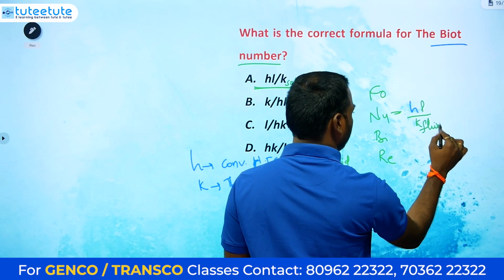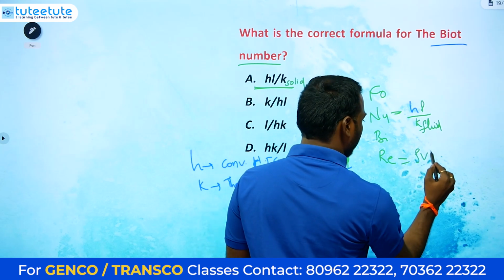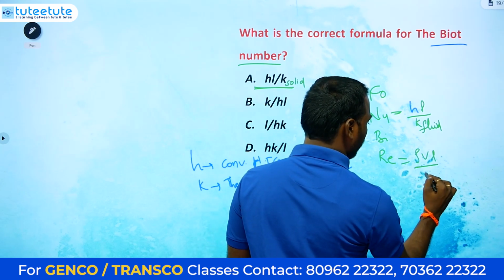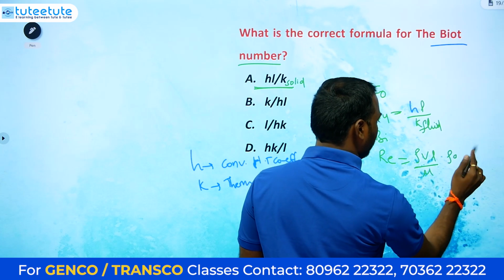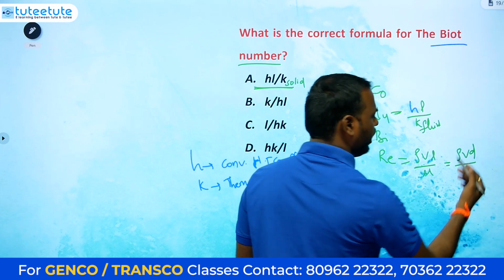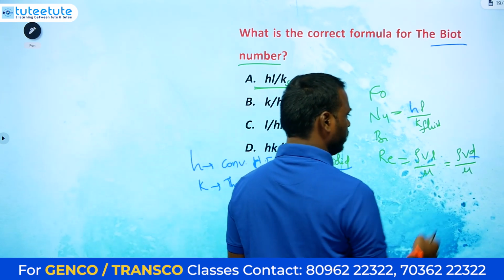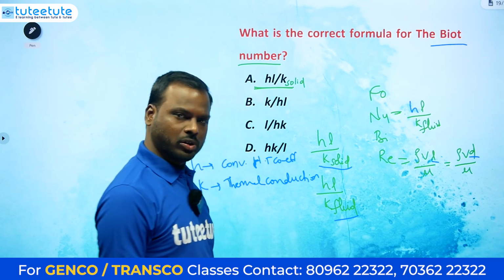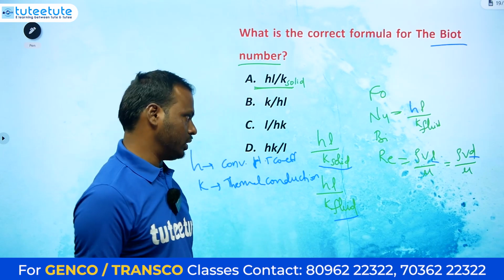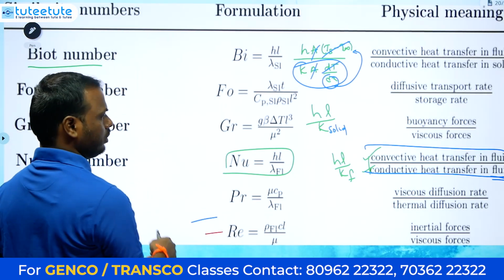Remember this one. And the Reynolds number is nothing but rho V L by mu, or rho V D by mu, where D is the diameter in the case of cylinders, whereas L is nothing but the length, mu is the viscosity, rho is the mass density, and V is the velocity. All these things we are going to get.